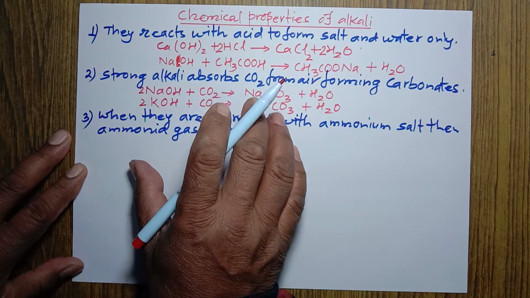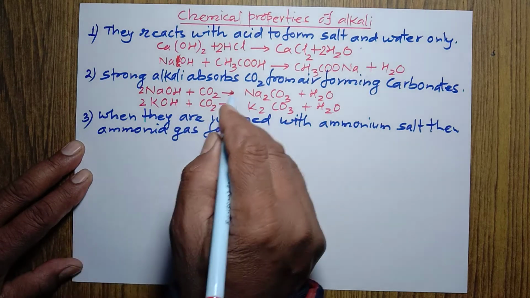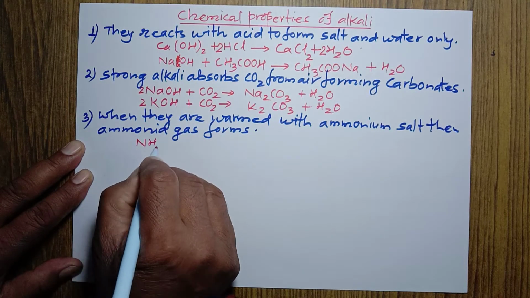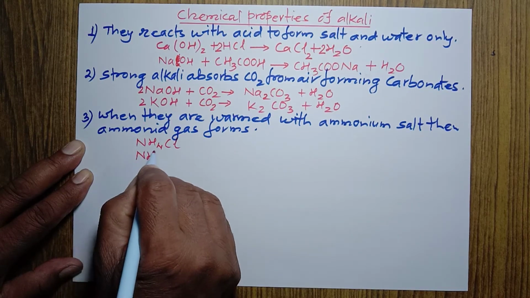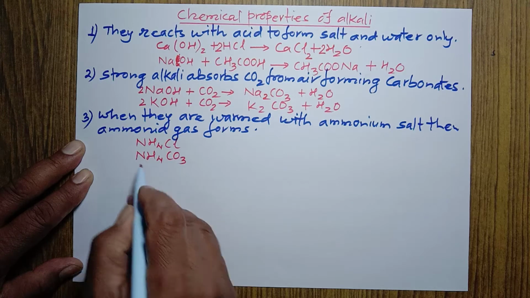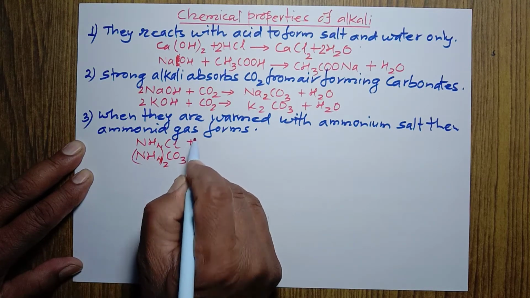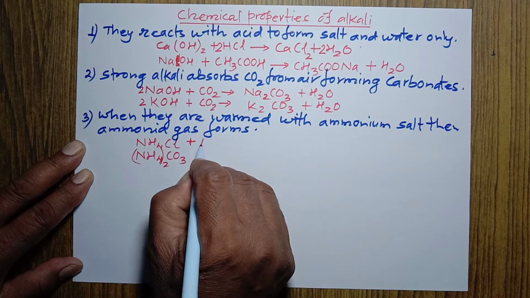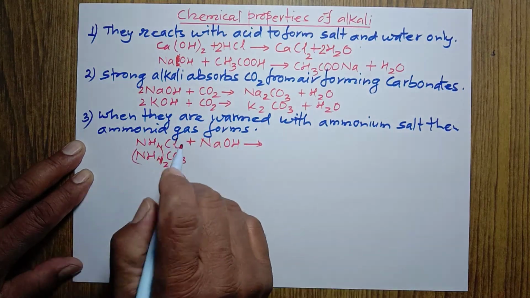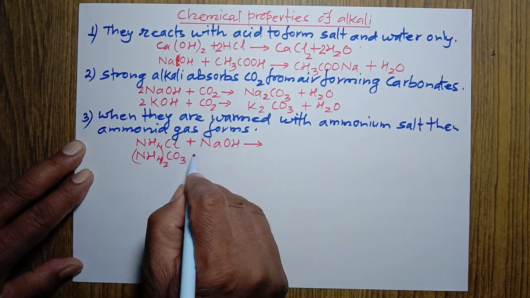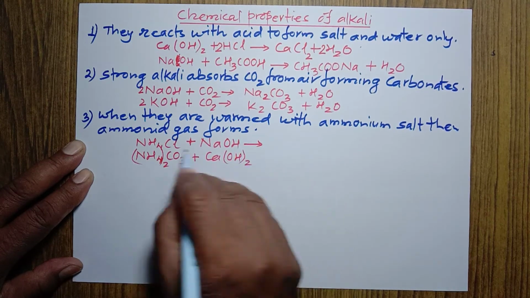Now, how can we give a chemical reaction to verify this statement? We can say that ammonium chloride, NH4Cl, is one of the ammonium salts. We can take another also, just like ammonium carbonate. This is another ammonium salt. When ammonium chloride reacts with, let's take one alkali, NaOH, and what forms we are writing here, and another, let's say ammonium carbonate reacts with calcium hydroxide, this is another alkali. Now what is the product?